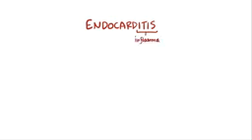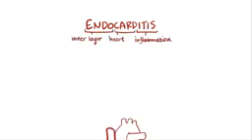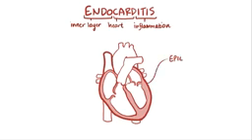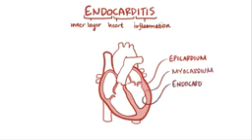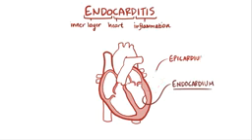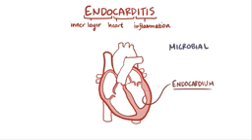Endocarditis means inflammation of the inner layer of the heart. The heart's wall is made up of 3 layers, the epicardium being the outermost layer, then the myocardium, and then the endocardium, which is the layer that gets inflamed. It turns out that most cases of endocarditis are due to a microbial infection of the endocardium.